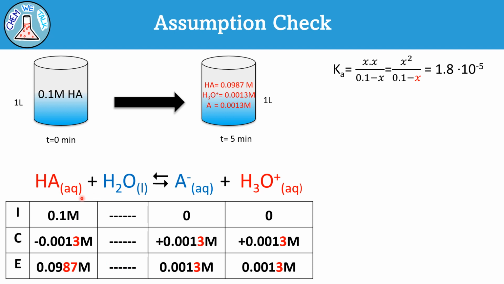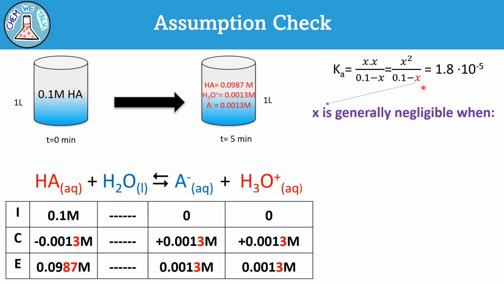What I did here, I just plugged everything back into the table, substituting x. So we have the 0.0013, and then we get 0.0987 molar, which is how much of your acid was left. Remember when I asked what the concentration of HA left in the flask was? It turns out it was 0.09. So almost everything that remained is HA. Only a tiny amount broke apart.